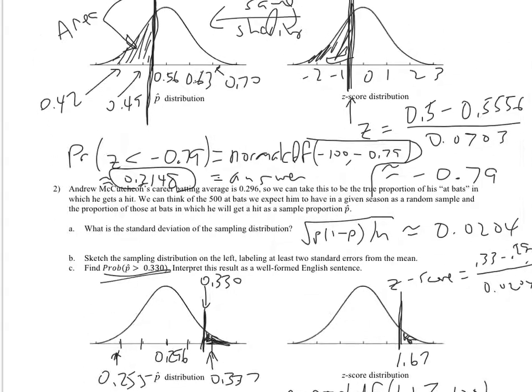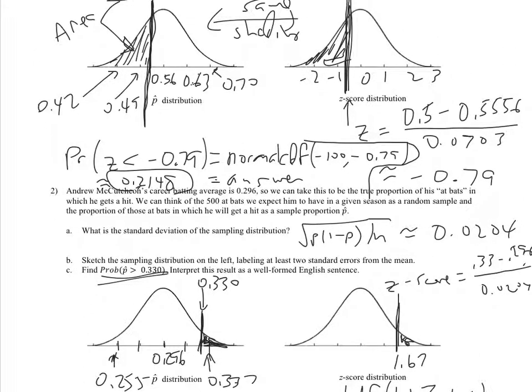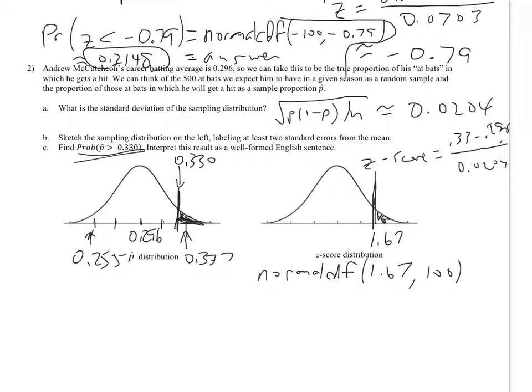In the previous problem, I needed to start out here forever, so I said negative 100, that's forever out to the left, up to negative 0.67. If I do this value on my calculator, I'll get 0.0475, basically. So less than a 5% chance. From a probability point of view, there's less than a 5% chance that Andrew McCutchen would hit 0.330 or more in a 500 at-bat season.